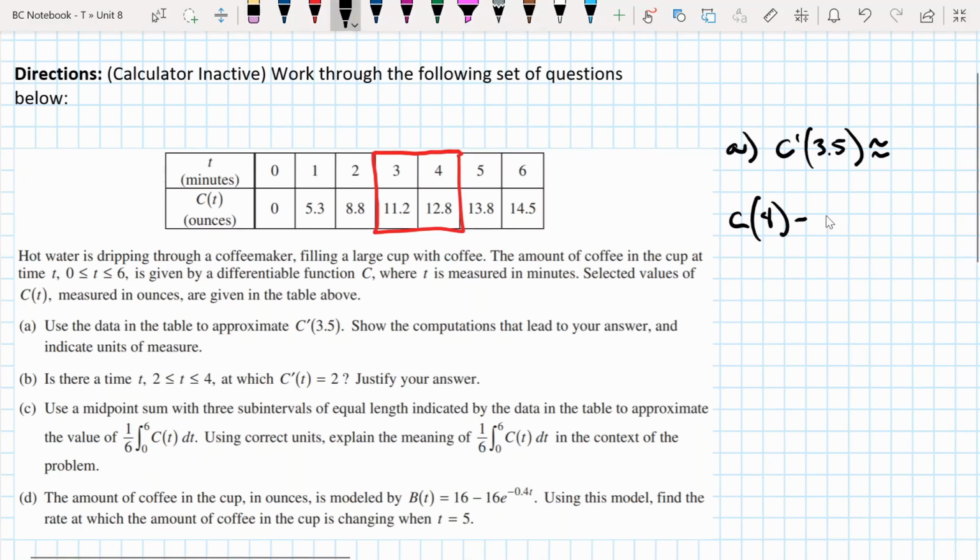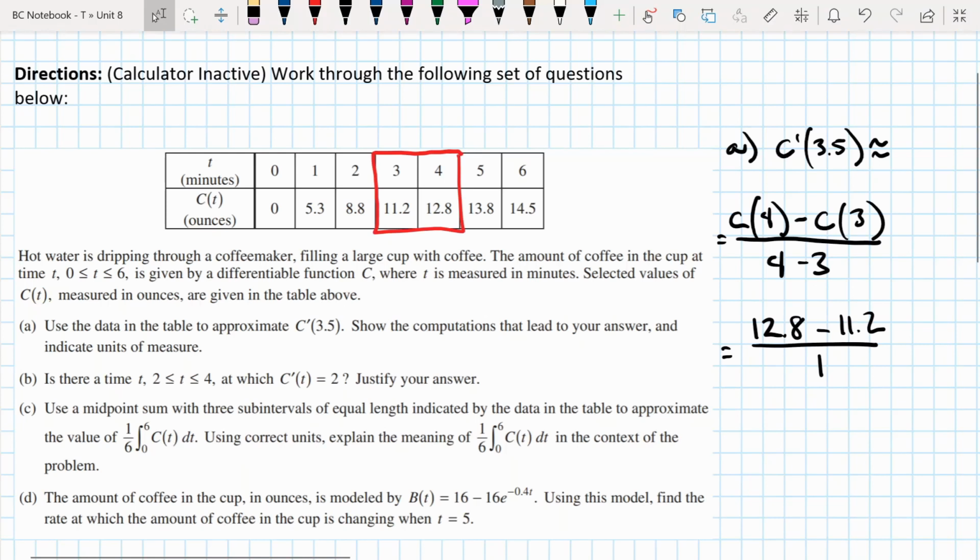So C of 4 minus C of 3 over 4 minus 3. All we're doing here is finding the slope. So y2 minus y1, that's 12.8 minus 11.2 over 1. This is no calculator, so the math is going to get a little annoying, but 12.8 minus 11.2 is going to be 0.8 plus 0.8, or 1.6 ounces per minute. And that is the answer for the first one.